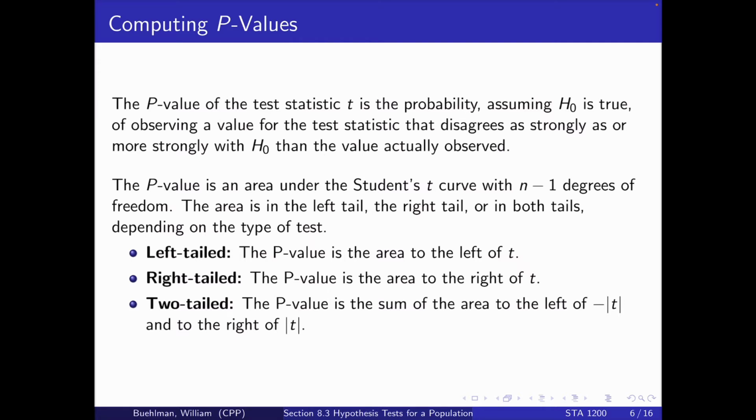A left-tailed test: the p-value is the area to the left of t. A right-tailed test: the p-value is the area to the right of t. A two-tailed test: the p-value is the sum of the area to the left of the negative absolute value of t and to the right of the positive absolute value of t.